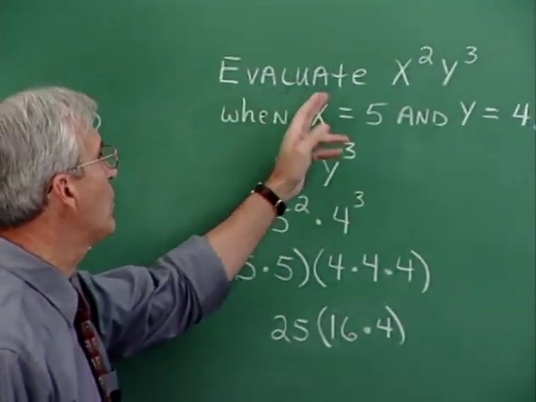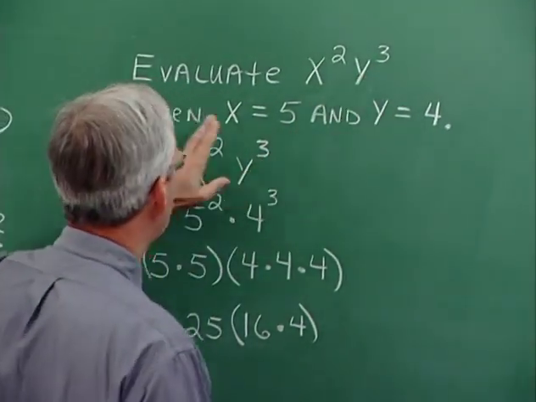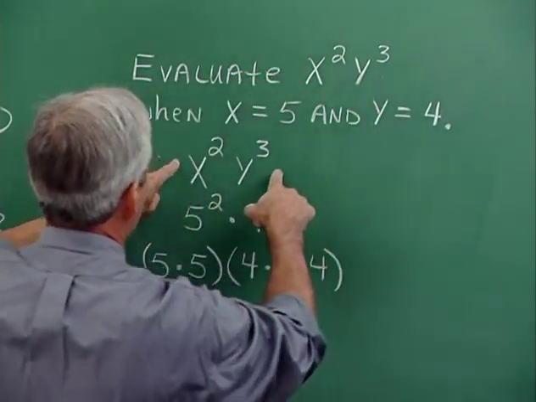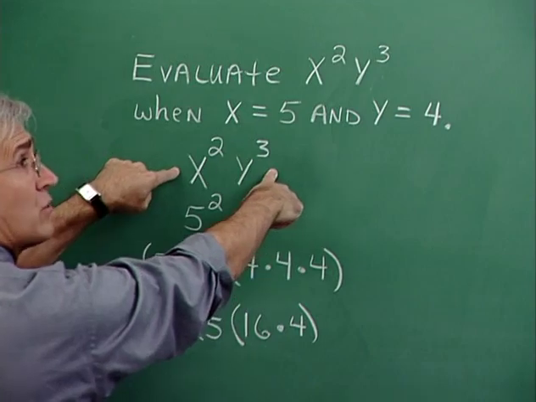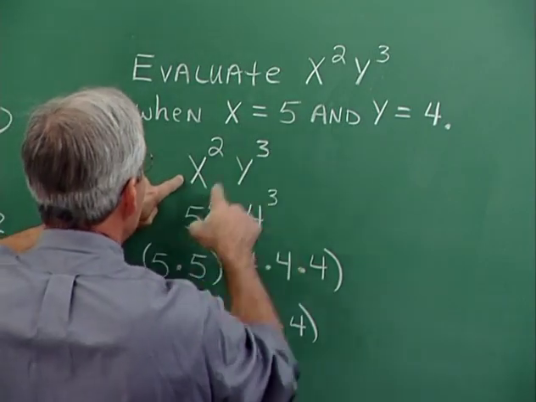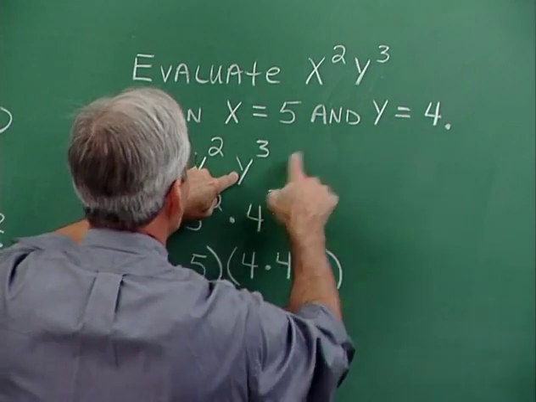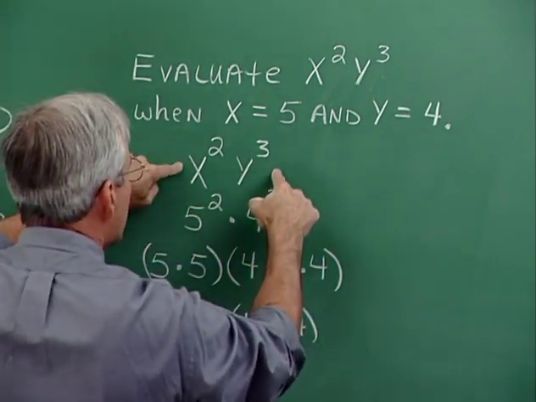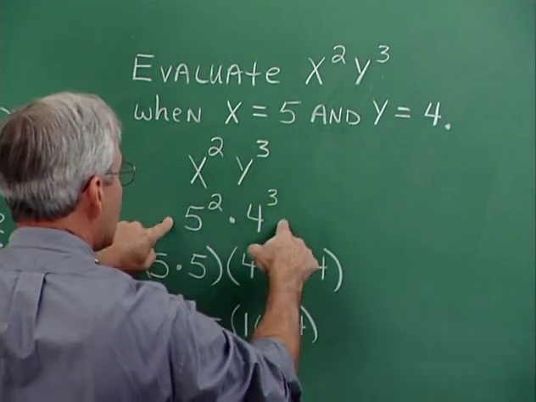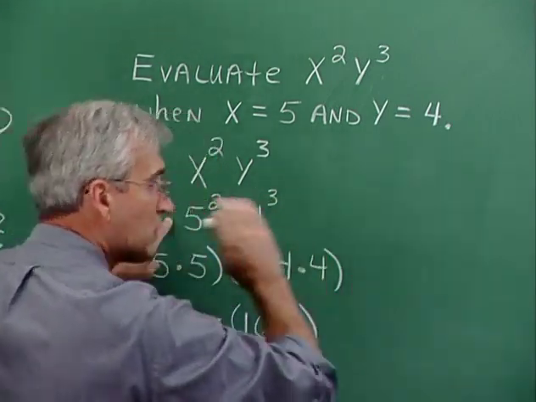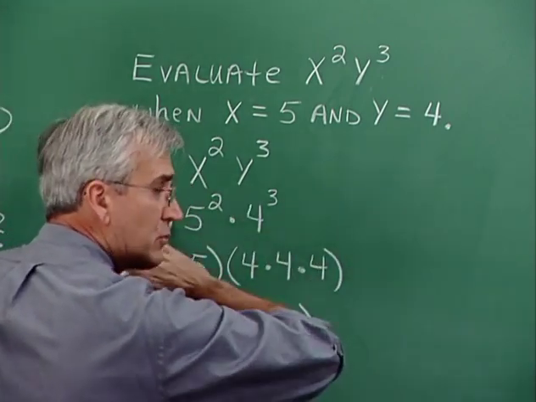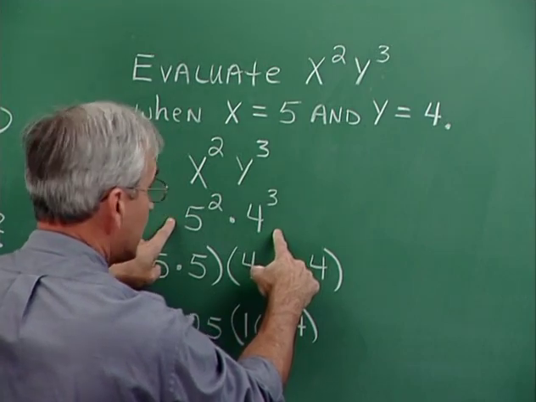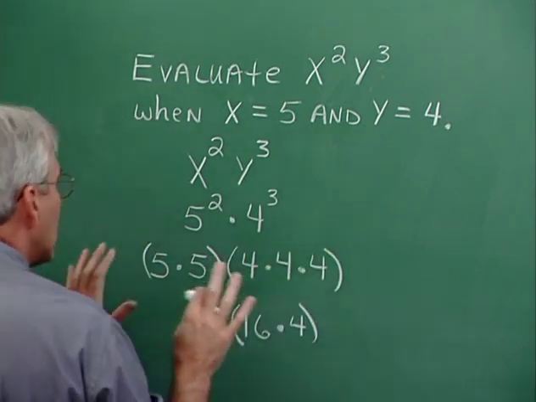Suppose we want to evaluate x squared y cubed when x is 5 and y is 4. Well, let's see. We write down our expression to begin with, then we replace letters with numbers. X is 5, so this is 5 squared. Y is 4, so this is 4 cubed. Notice that in the first step we replace letters with numbers and we do no evaluating. That is, we don't multiply, divide, or subtract anything. We don't do any operations in this first step. We're just replacing letters with numbers.